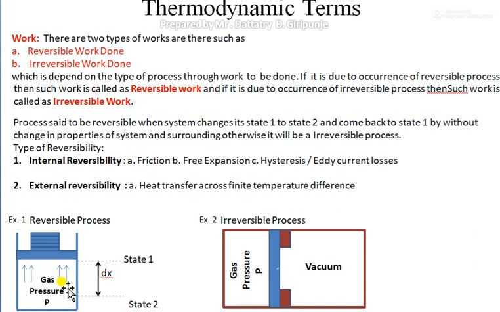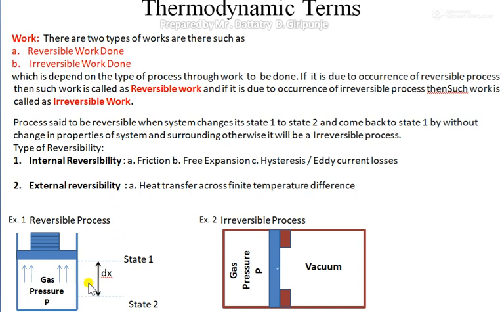For example, the system is present at 10 degrees Celsius and the surrounding is present at 9.99 degrees Celsius. It means there is a very infinitesimal, very negligible temperature difference between system and surroundings. So in that case, we can say the system is externally reversible. Now, we will see an example of a reversible process.